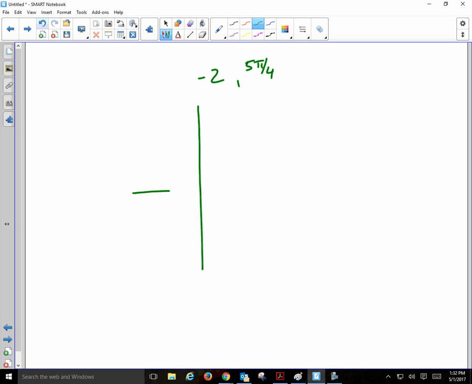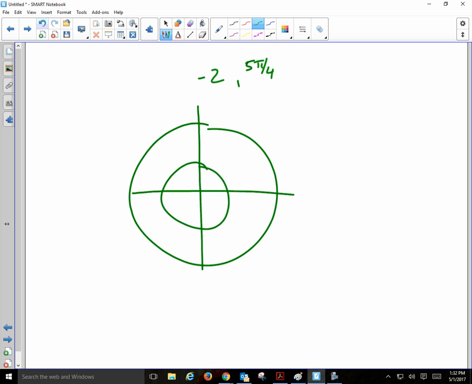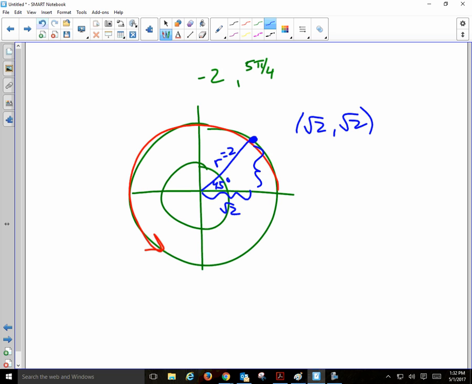So if I were to plot this, 5 pi over 4 brings me to right here, right? And negative 2, I move 2 units in the opposite direction, so I'd end up at the blue spot. Is that correct? Well, we're saying that that is the same rectangular coordinate as root of 2, root of 2. So this is a 45-degree angle with a radius of 2. Does it make sense that this length would be the root of 2 and that this length would be the root of 2? Yeah, sure does. So you can see that when you plot these as rectangular form and as polar form, you end up in the exact same position.